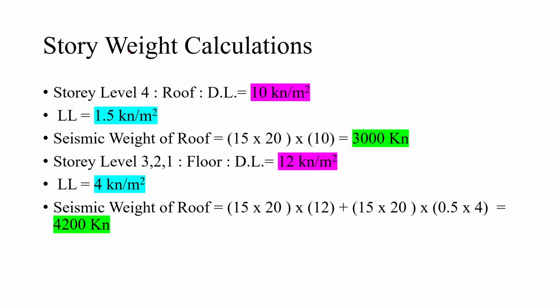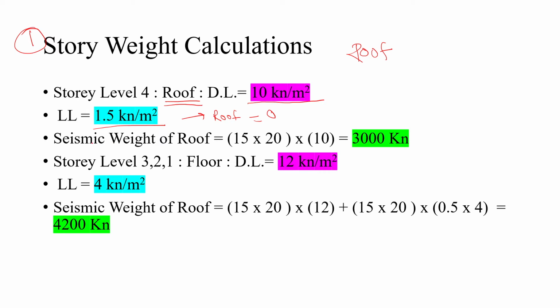So the first step here is to calculate the weight of the structure. First we will calculate for the roof. For the roof, the dead load given is 10 kilonewton per meter square. The live load given is 1.5 kilonewton per meter square. We know that the live load for the roof in seismic weight calculation is 0.